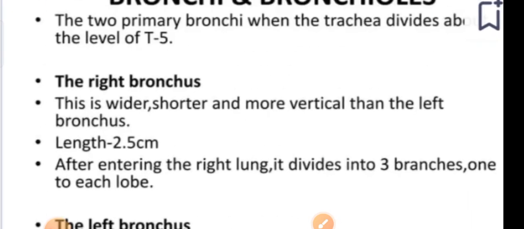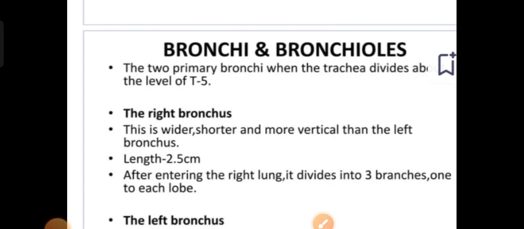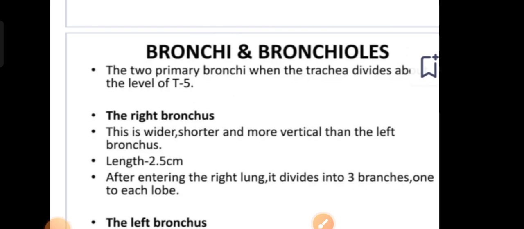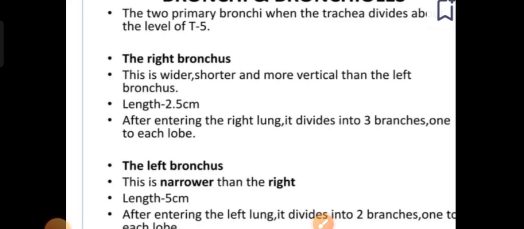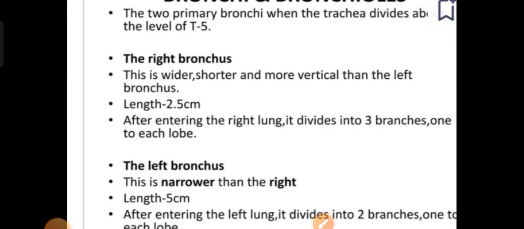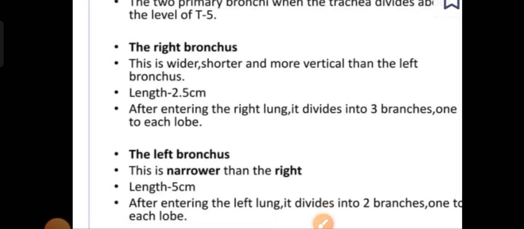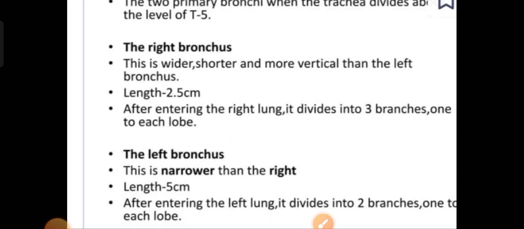Next, bronchi and bronchioles. There are two bronchi when the trachea is divided at about the level of thoracic vertebra 5. The right bronchus has three lobes: superior, middle, inferior. It's wider, shorter, and more vertical than the left bronchus, with a length of 2.5 centimeters. The right bronchus has three branches, one to each lobe.